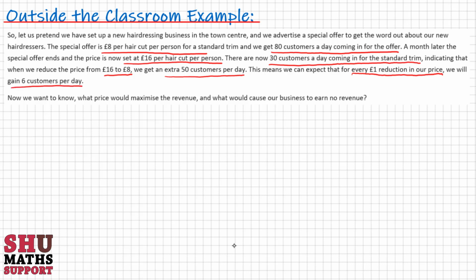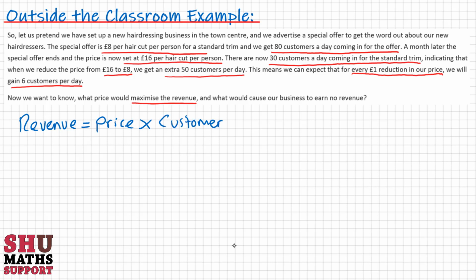Now we want to know what price would maximise the revenue and what would cause our business to earn no revenue. So what we're going to do is start by creating a simple equation that will calculate our revenue. Now we have revenue is equal to our price times the amount of haircuts we have sold, which is the amount of customers we have.